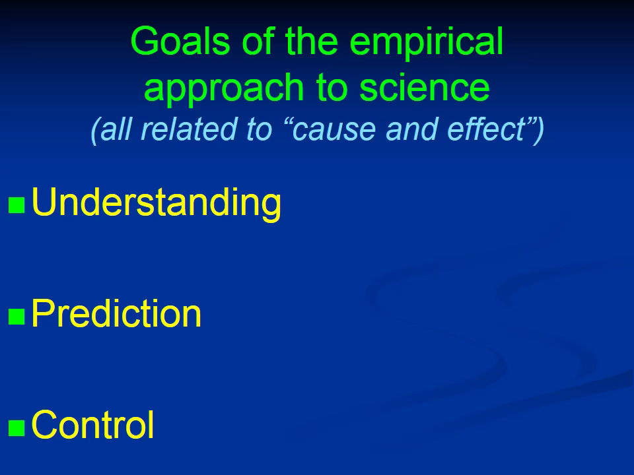Starting at the bottom of page 59 in the Monahan-Walker book, the authors introduce 3 possible goals of this empirical approach to science. All of these goals are related to finding causal relationships, right? Related to cause and effect. And the 3 goals as set forth by the authors are number 1, understanding, number 2, prediction, and number 3, control. And we're going to go through each of these in turn.